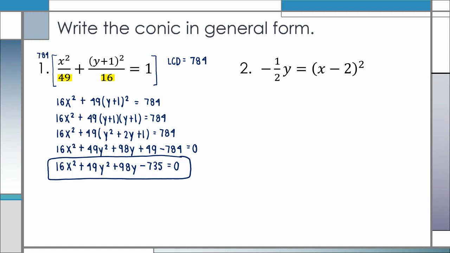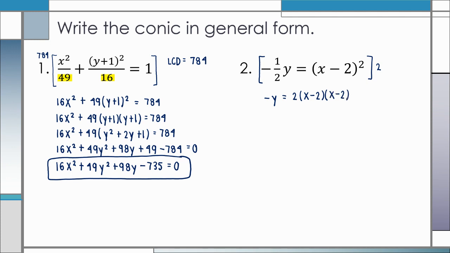If I take a look at this next example, negative 1/2 y equals the quantity x minus 2 squared. I want to get rid of the fraction first. So since that's the only fraction, I'm going to multiply by that denominator, which was 2. So if I multiply every single term by 2, negative 1/2 times 2 is going to give us just a negative 1 with that y.